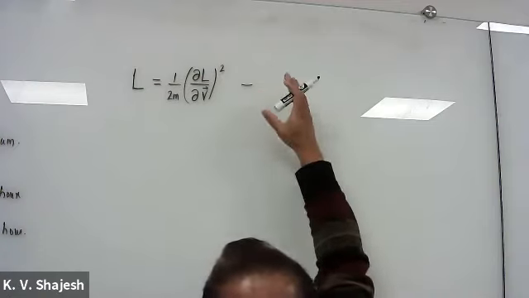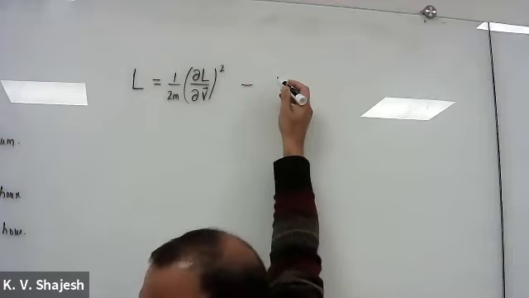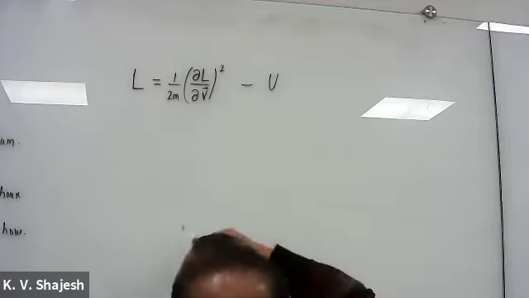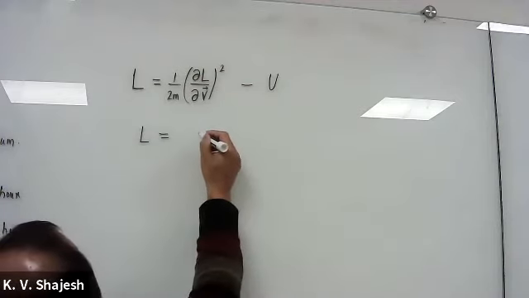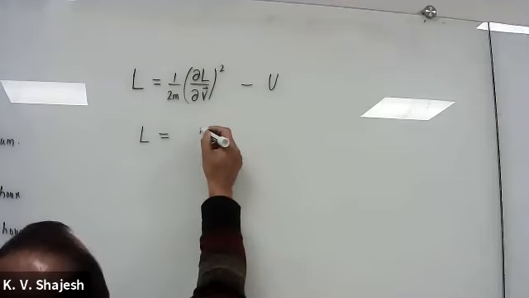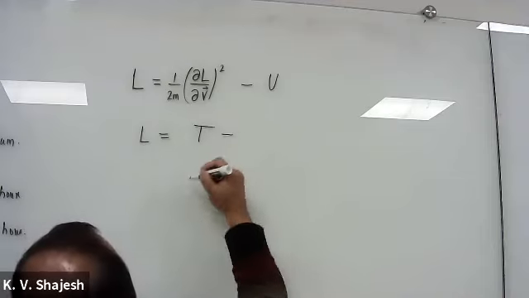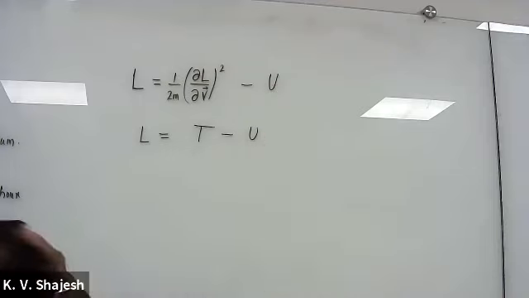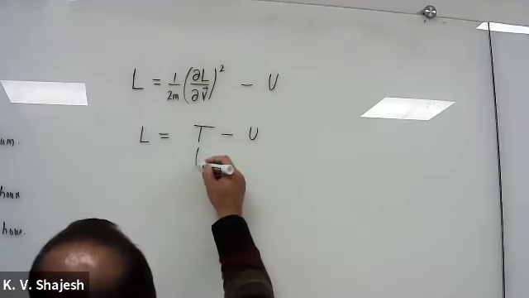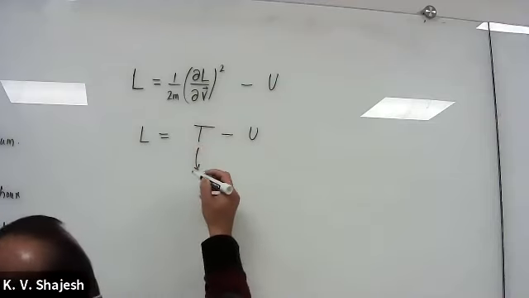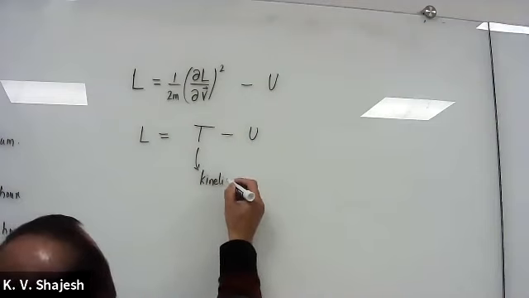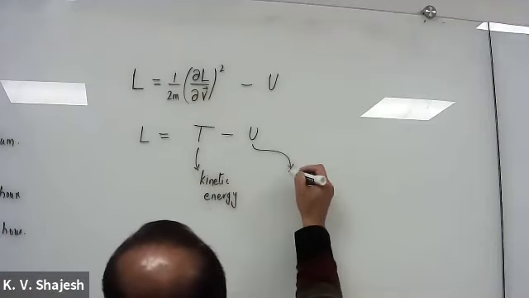So let's call it potential energy. In general, what I mean is that the Lagrangian is equal to the kinetic energy, often we say just T, minus U or V. So this is kinetic energy. It need not be half mv squared, but in most of the examples that we'll do, it will be half mv squared. So this is kinetic energy, and this is potential energy.